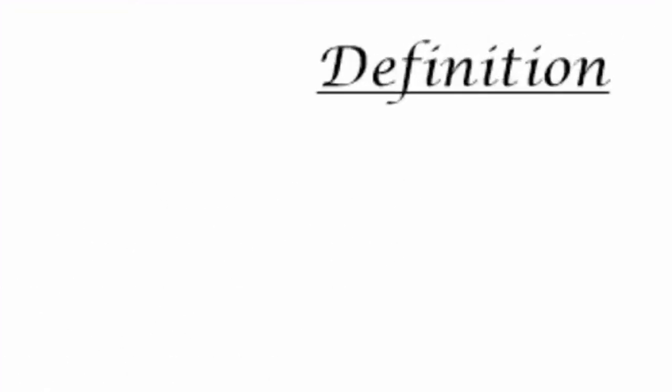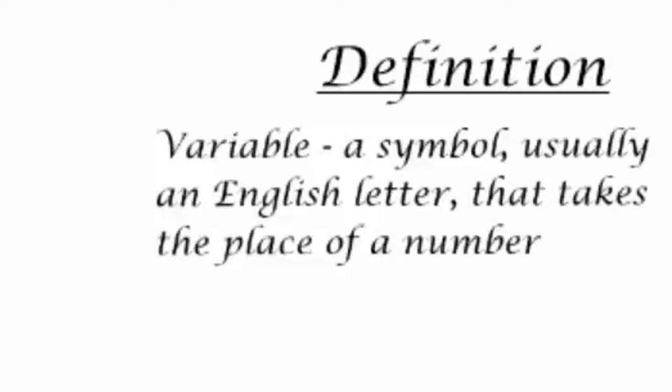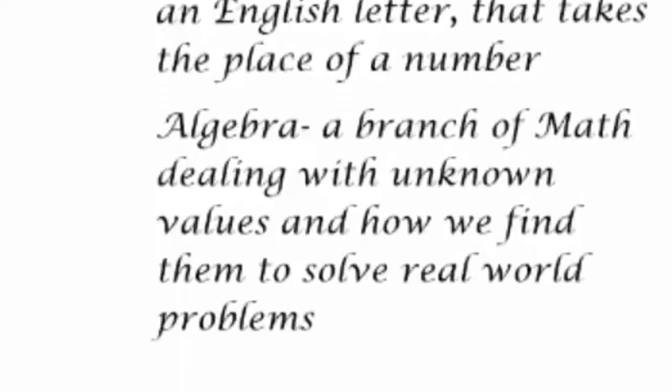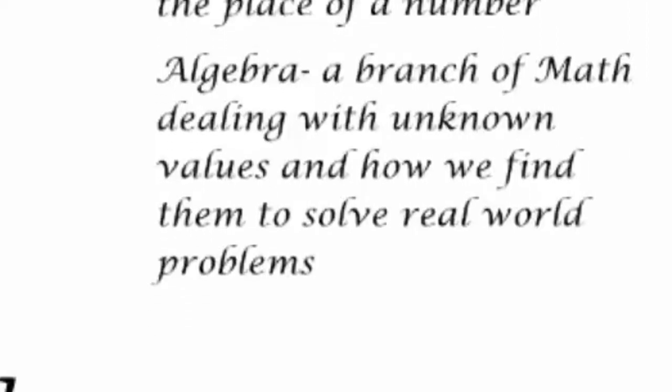Welcome to the lesson on variables in algebra. In this lesson, we will introduce some of the basic principles behind algebra, one of the more complex but fundamental branches of mathematics. By definition, a variable is a symbol, usually an English letter, that takes the place of a number. Extending from this, algebra is a branch of math dealing with unknown values and how we find them, that is, those values, to solve real-world problems.